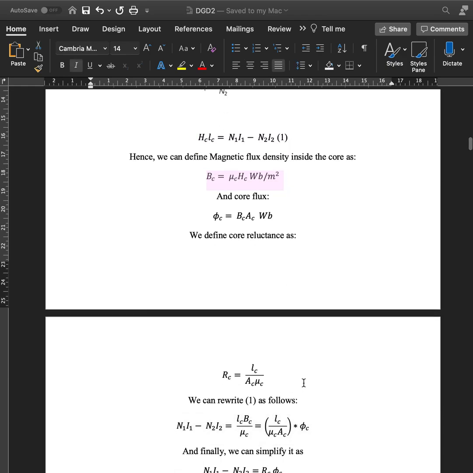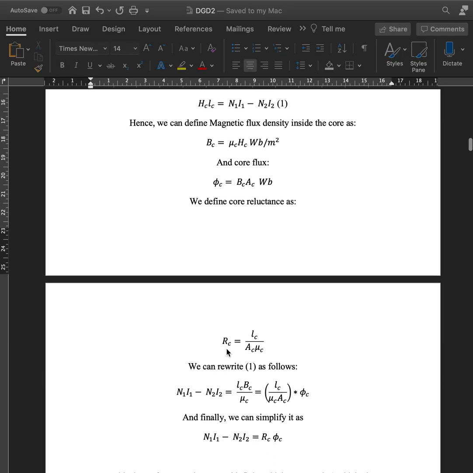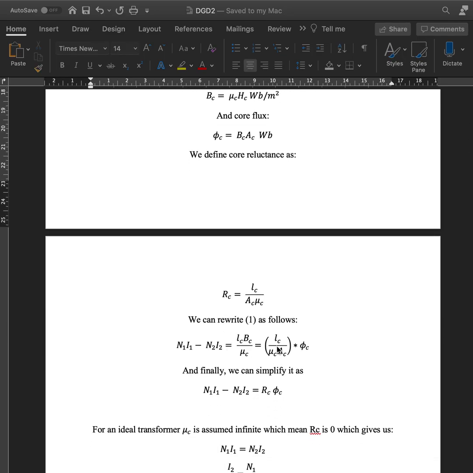So N1 I1 minus N2 I2 is equal to LC over BC divided by mu c, which can further be written according to this one here. You can write it as LC is equal to mu c times AC times phi c. And finally we can write it in terms of just RC, which is the reluctance, and phi c, which is the magnetic flux, the core flux in it.